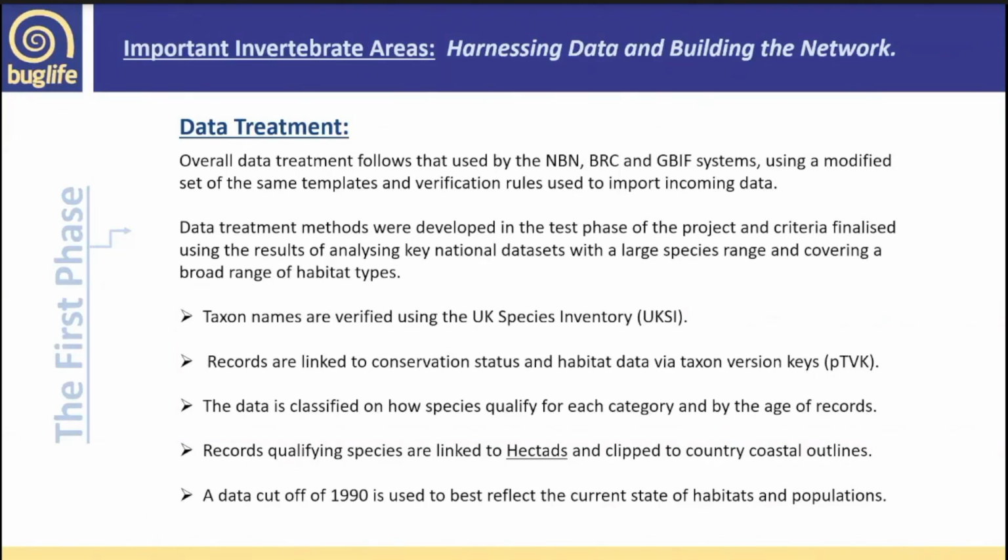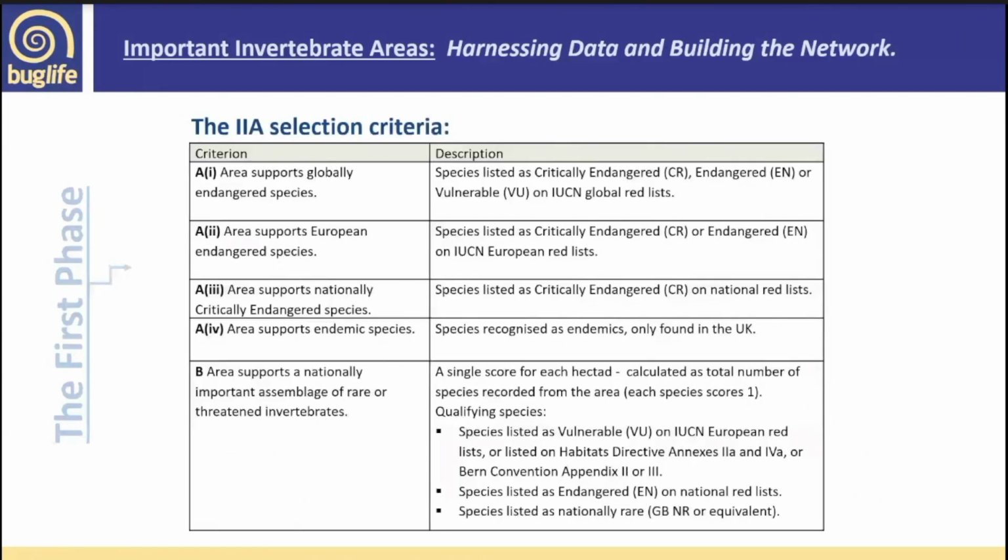So how are we selecting what records of what species are linking up our network? I won't go into this too much detail. I've partly put this slide in here so that if anyone wants to refer to it later, we can go through it all. But in essence, we have two categories, category A and category B.